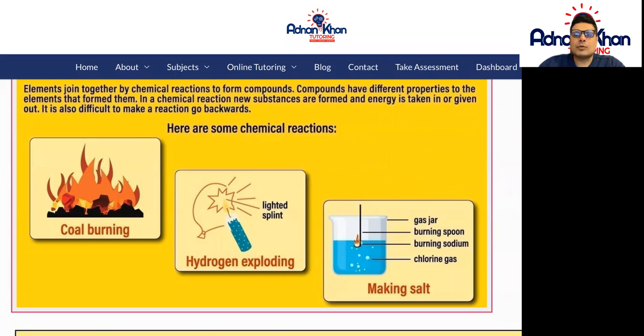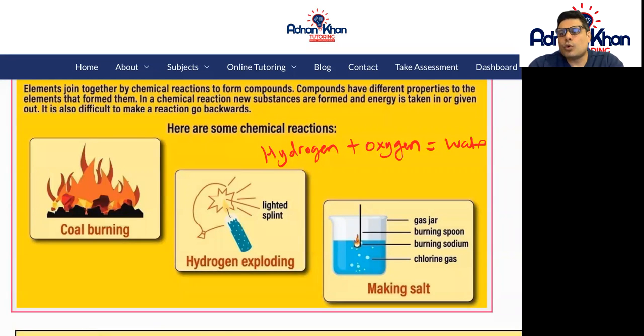So how is water actually made? So water is a chemical compound of hydrogen plus oxygen equals water. So water in itself is a compound.